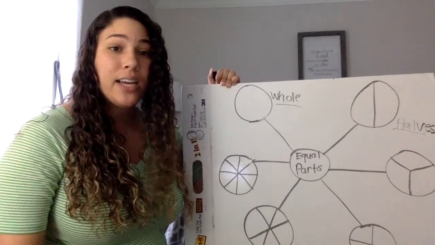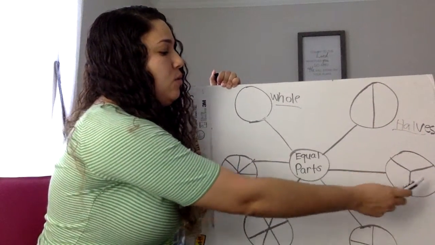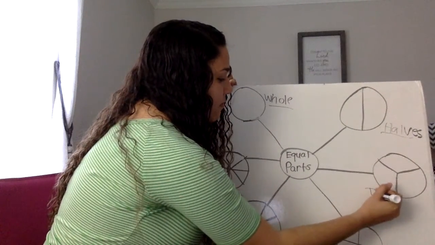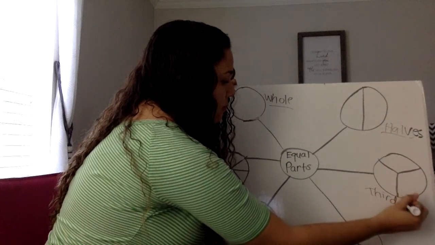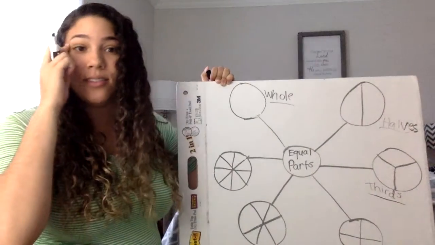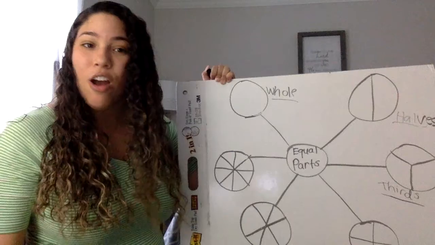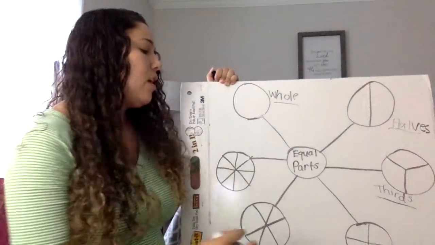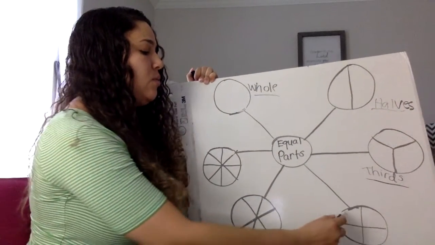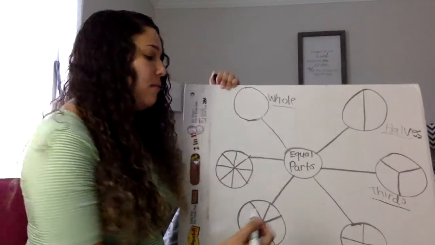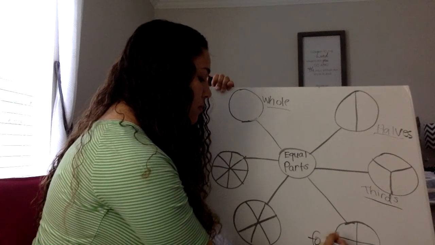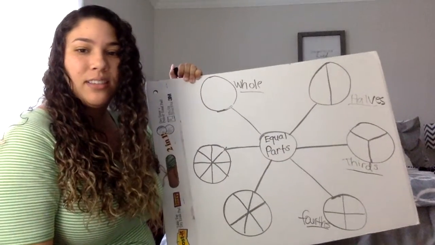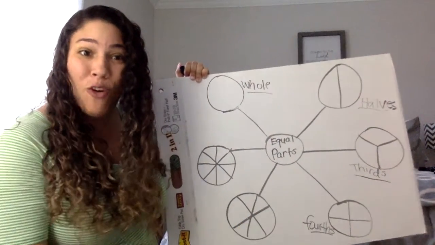Let's go to this one over here. How many pieces is it cut into? Let's count. I count 1, 2, 3. So then that name would be thirds. You see? This is not that hard. All you have to do is determine how many pieces it's cut into and then find its name. This one right here is cut into how many pieces? 1, 2, 3, 4. So that would be fourths. That was written kind of sloppy, but that is fourths.